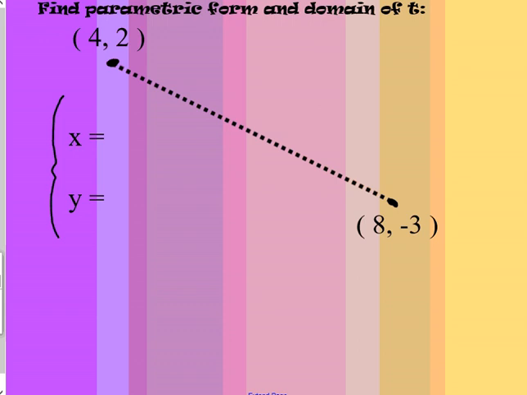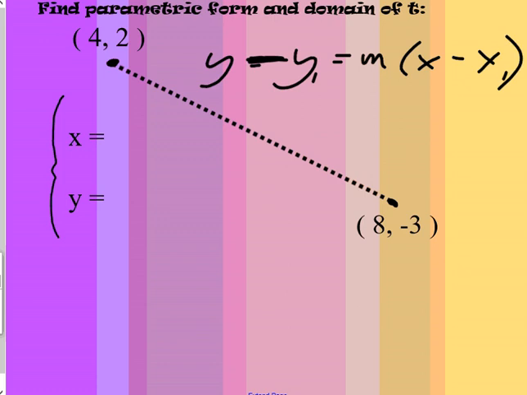Here's 2 points, and use this equation. y minus y sub 1 equals m times x minus x sub 1. But you know what? We're not going to use this equation because that's the old kind of equation. You instead are going to use parametric equations, and so you need an x equation and a y equation. Look at that. They're all set up.